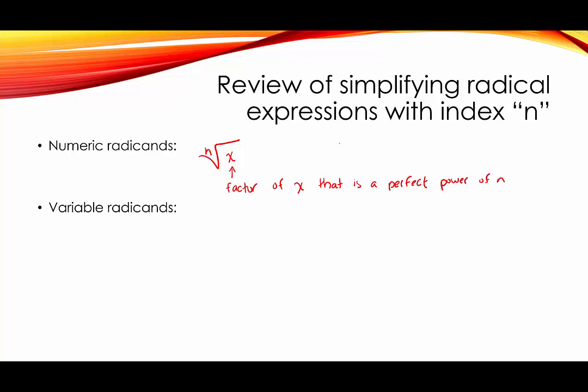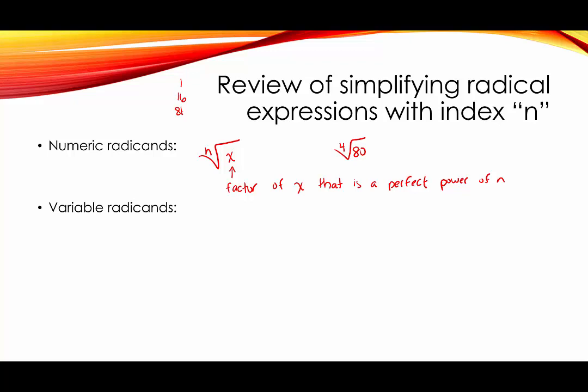So for example, if we have the fourth root of 80, what we're looking for is a perfect power of 4 that's also a factor of 80. We might want to start with a list of the perfect powers of 4. I like to start with 1, except we're never actually going to use 1. 2 to the 4th is 16. 3 to the 4th is 81. We're already bigger than the radicand, so we can stop.